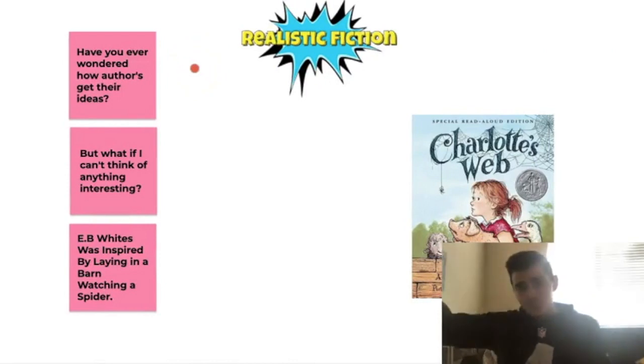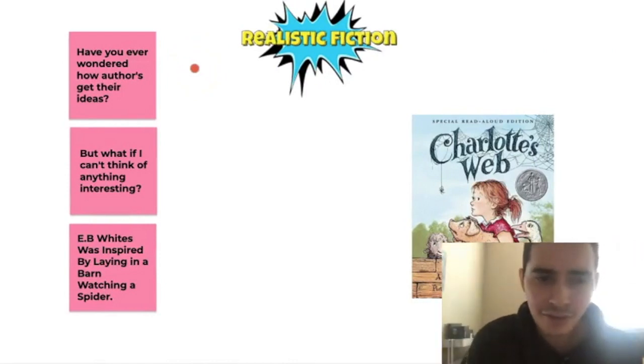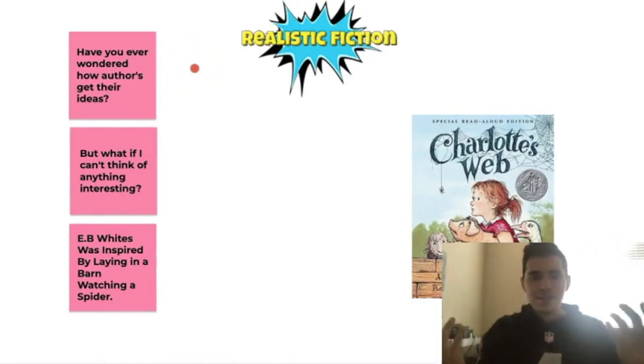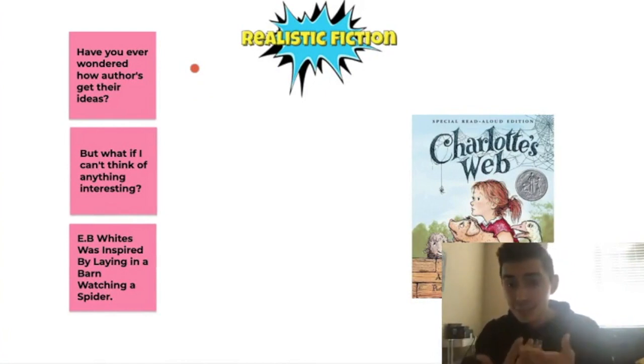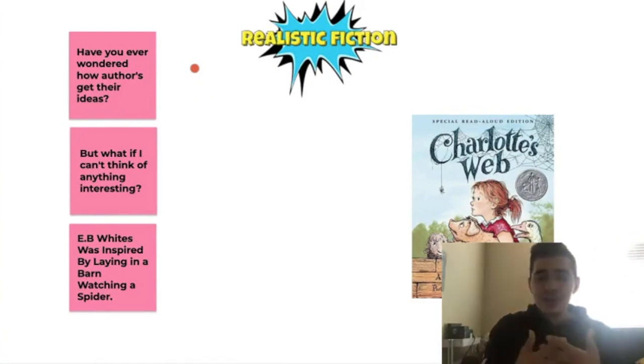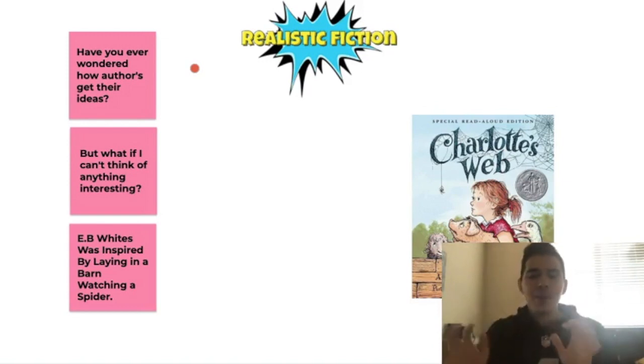So, well, let's ask the question. Have you ever wondered how authors get their ideas? And I'm going to start by talking about E.B. White. This is an author that wrote Charlotte's Web, and I think the animals talk in Charlotte's Web, but that's not the point I'm making here. We're just talking about how authors get their ideas.